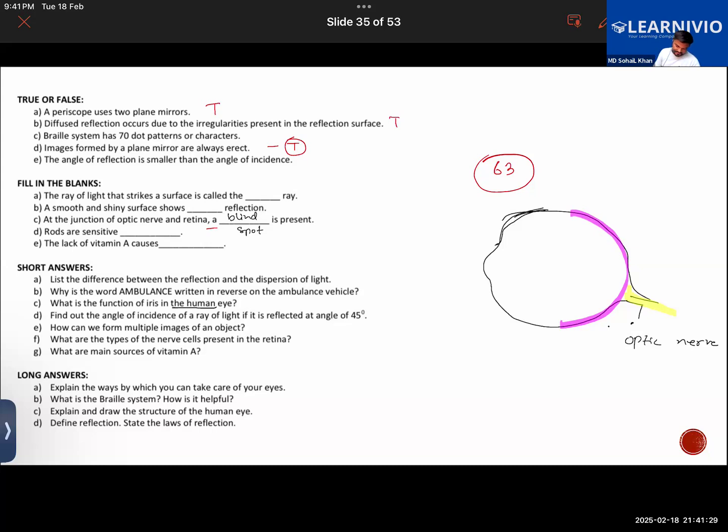Next, find out the angle of incidence of a ray of light if it is reflected at an angle of 45. Yes, Ibrahim. 55. Read the question properly. What have we learned about the laws of reflection? Keep those things in mind while you answer this.